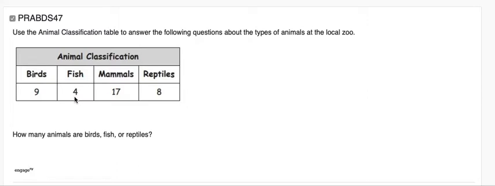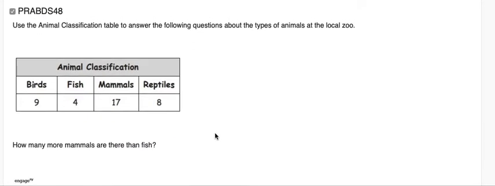13, right. Then I need to add my reptiles. So I'm going to do 13 plus 8, and I will have 21. So there are 21 birds, fish, or reptiles. I'm not using the number for mammals because that's not what they're asking in my question here.